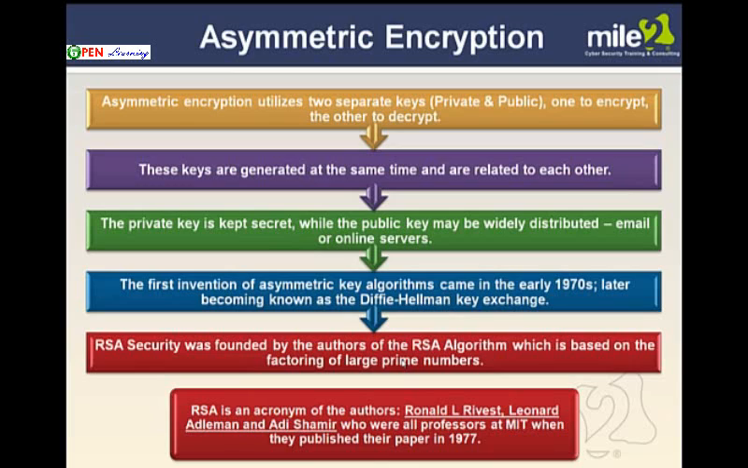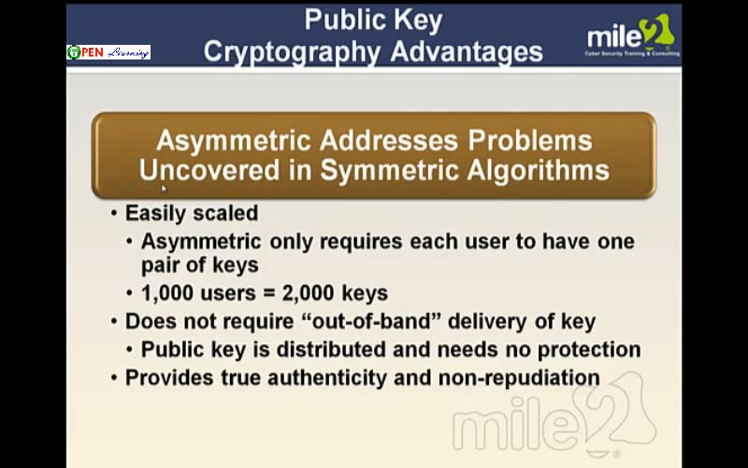And the asymmetric one you may have heard of is Diffie-Hellman. We have RSA. There's several here. Now, Diffie-Hellman is probably known for the key exchange. The RSA goes back to Rivest, Shamir, and Adleman, and it was based on factoring large prime numbers. So, Ronald Rivest, Leonard Adleman, and Adi Shamir. So, professors at MIT, and basically these have quite a history, as you can see.